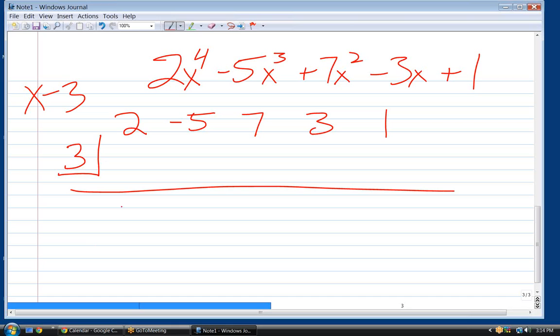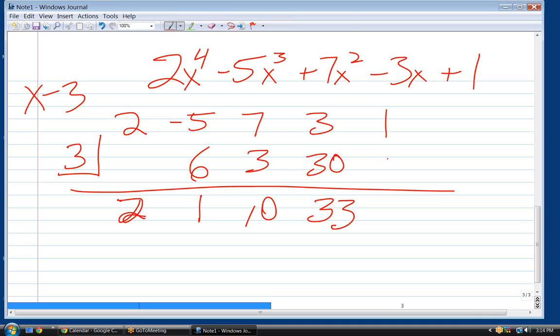Okay. Tell me everything that goes here. What goes here? The 2. What goes here? 6. What goes here? 1. Here? 3. Here? Here? 30. 33.